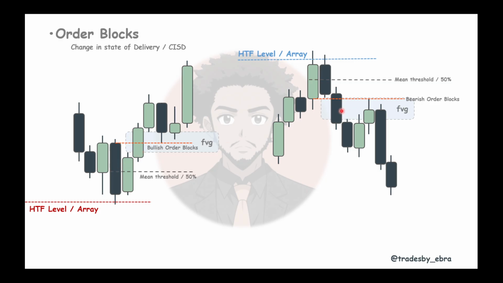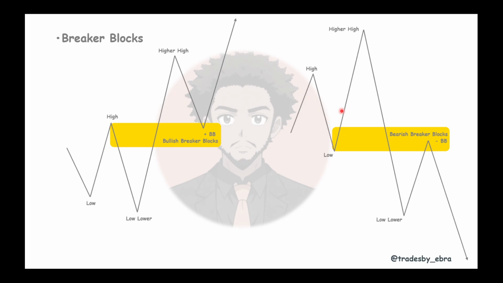So let us move to the breaker block. A breaker block is a structure. Looking candle by candle, it is a structure: a low, a high, a lower low, a higher high. Liquidity is taken here, that low has been taken, then the high taken. So that candle, the high, becomes a bullish breaker block. You want to see price come and touch that candle, then it rallies.